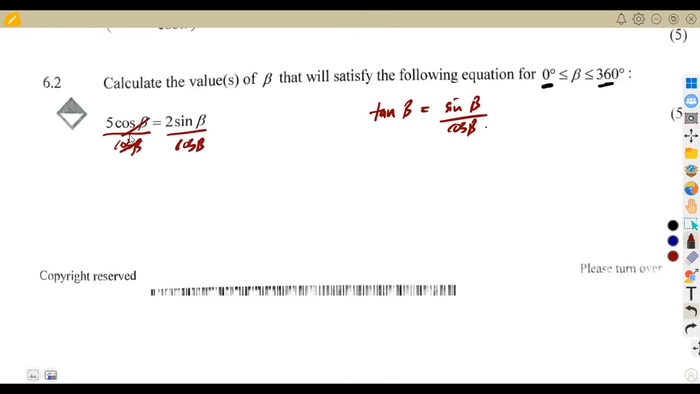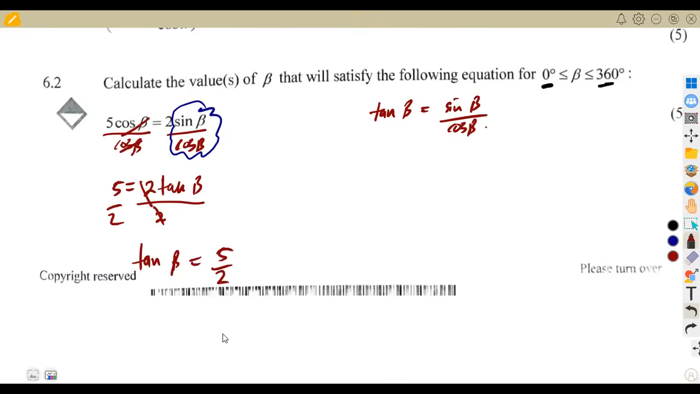So this will cancel. So meaning to say we are going to have 5. Remember I said this will give us a tan. So we're going to have 5 is equal to sine over cos, which is tan. So we've got sine beta here over cos beta, which is going to give us a tan. So this will be 2 tan of beta like that. So in order to remain with tan, we're going to divide by 2, by 2. That means the tan of beta is going to be 5 over 2.